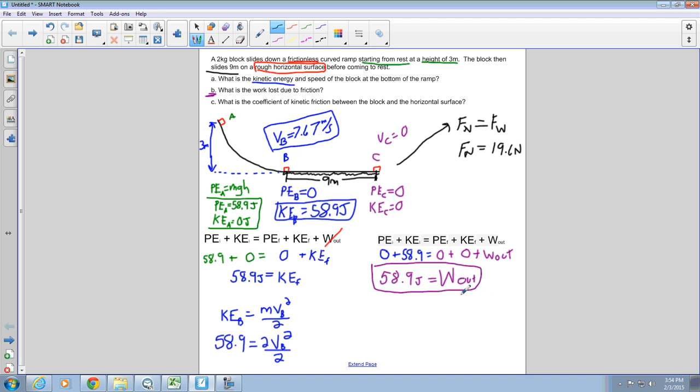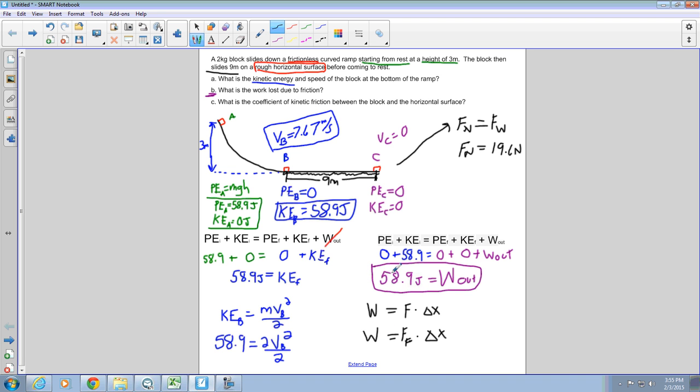Why do we need that? And how does that help us? We have to remember that work is equal to force times the distance or displacement. And we have our displacement of 9 meters. Okay. The force that's doing the work or taking the work out of the system is friction. Force of friction. So force of friction equals the work.